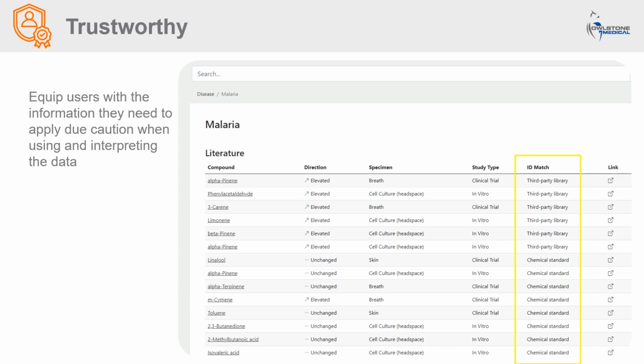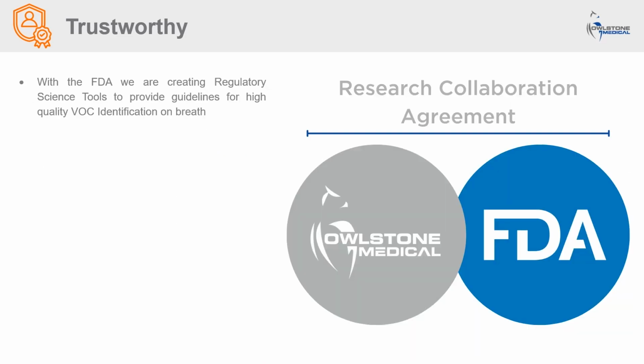In the name of producing trustworthy data, we've recently entered into a collaboration with the FDA, a partnership that we're really excited about. They're working on providing regulatory science tools to ensure high-quality breath analysis and VOC identification. So together we can align our processes for producing high-quality data, thus helping ensure Atlas is trustworthy.